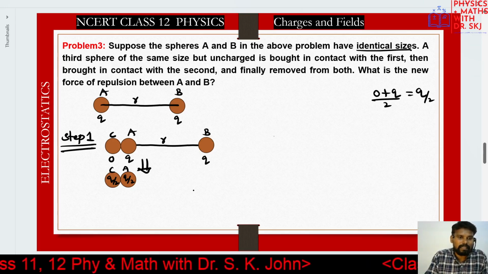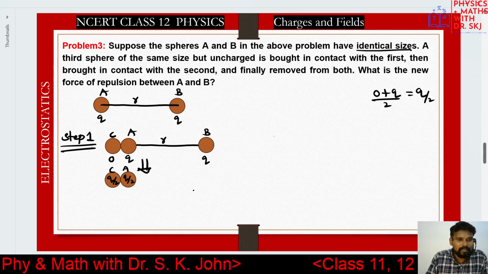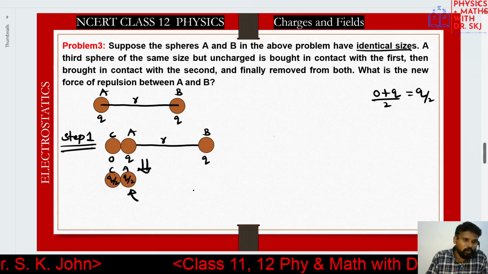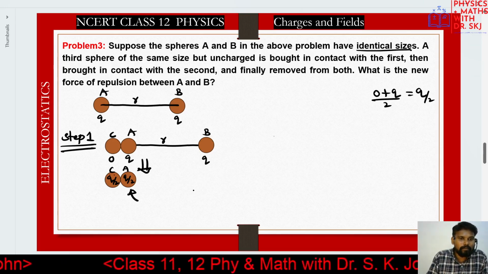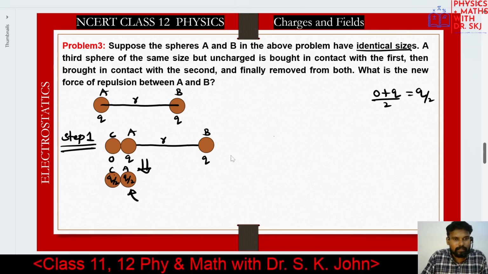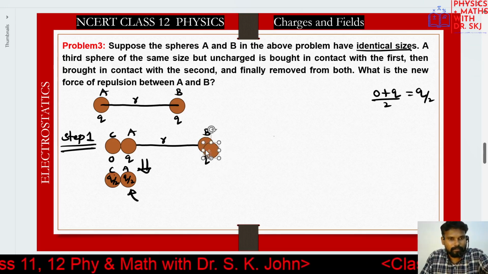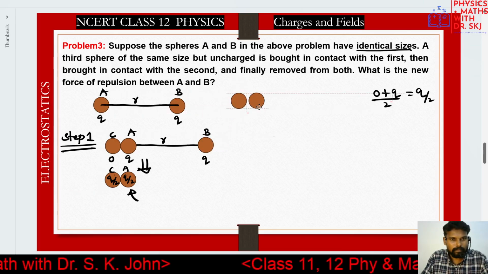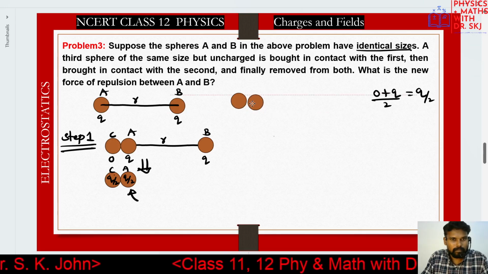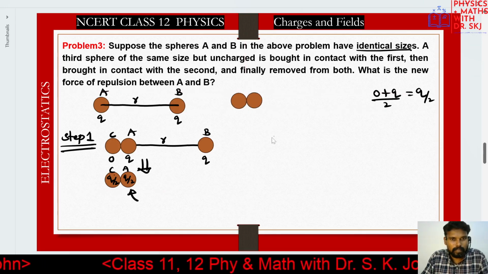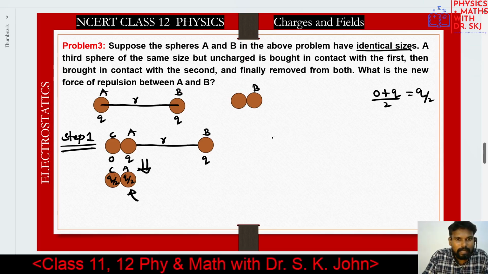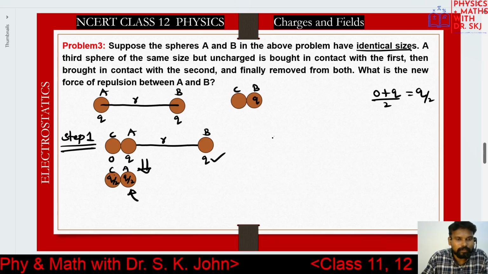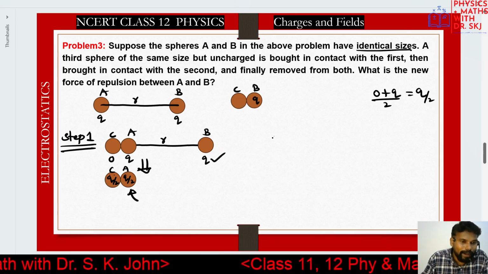Then brought in contact with the second. Now the charge of A is Q by 2. Now C is removed from A and it is brought in contact with B. Okay, so I will draw that situation also. So this is our B and this is C. B has a charge Q, and C now has a charge.